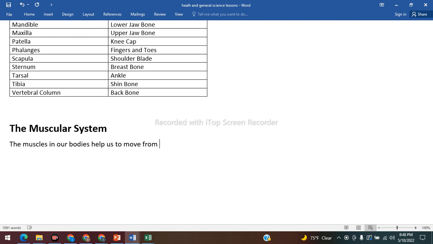So the muscles in our body, so we know what the skeletal system helps us to do. It's there for support. It's there to protect the internal organs. What do the muscles help the body to do? Transport blood around the body. Yeah, you're right, because the heart is a part of the muscles. The heart is a muscle. That's true. What else? Helps people to move.